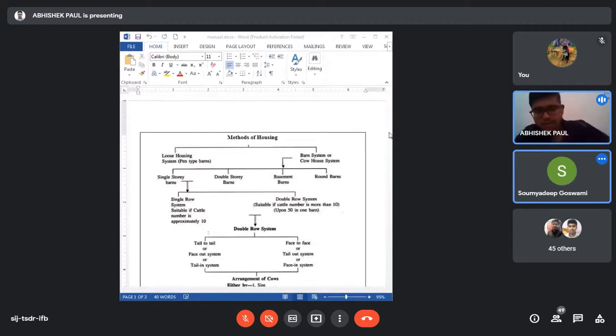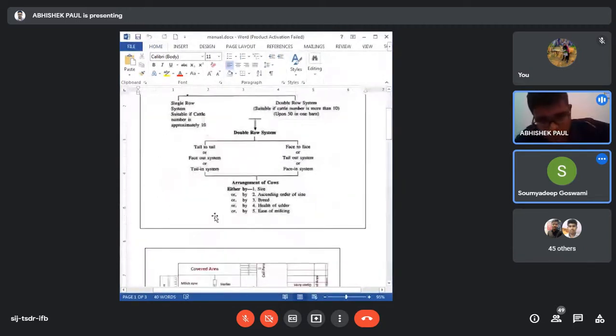That conventional housing is again divided into two types: one is single row, then double row. Based on the number of animals, you can keep the animals either in a single row system or a double row system. Then the double row system is again divided into two types: one is tail to tail, also known as face out system or tail in system. Either is fine. So just remember the tail to tail system, and the other one is the face to face system. The disadvantages and advantages I will not discuss now.